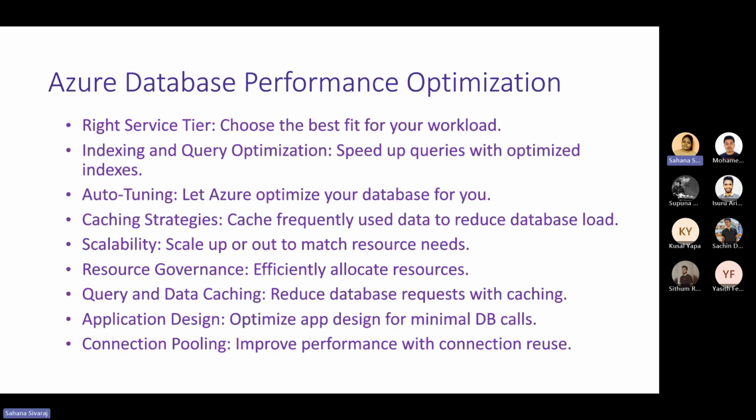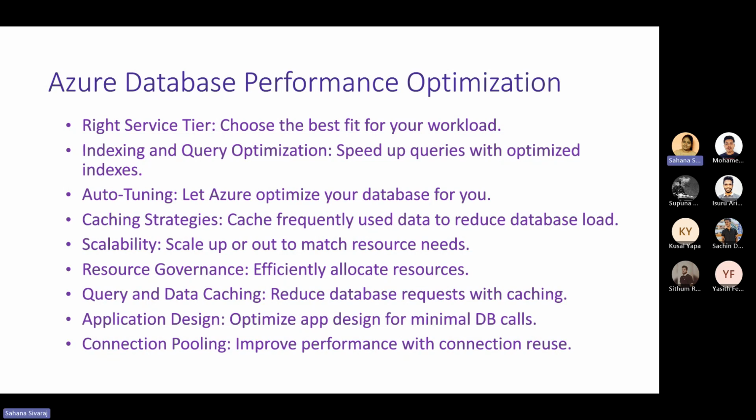So let's look into how we can optimize the Azure database performance. First, we have to choose the right service tier, which is DTU based or vCore based, depending on the user requirements. If it's general purpose, we normally choose DTU based. If it's any high level business purpose, we will normally choose the vCore based service tier.